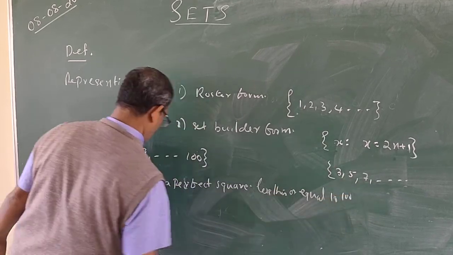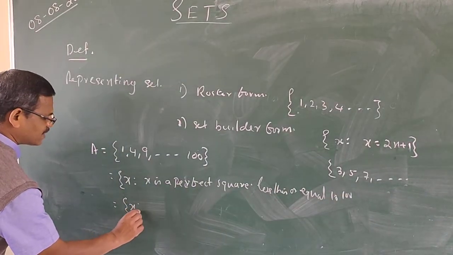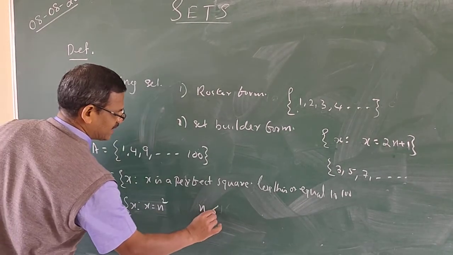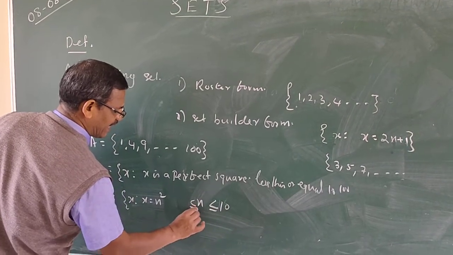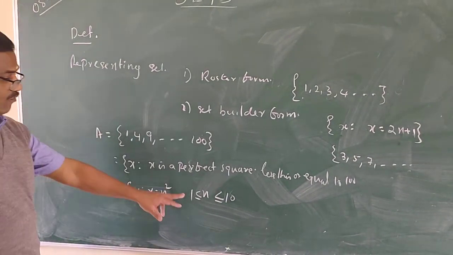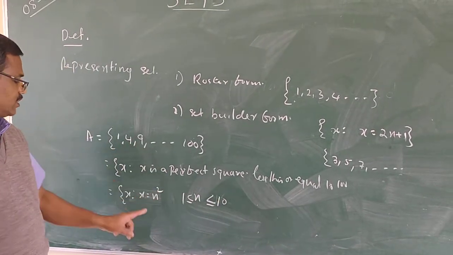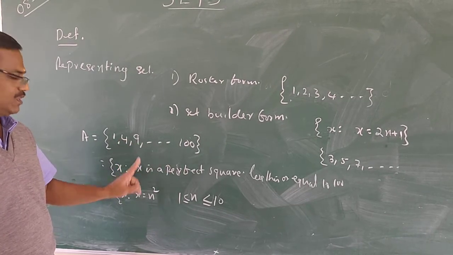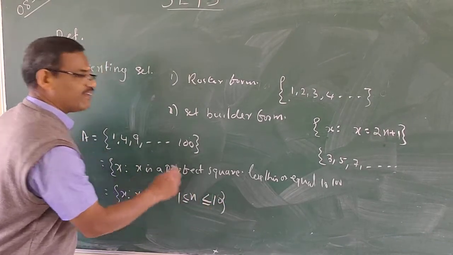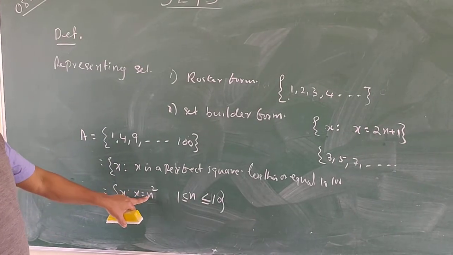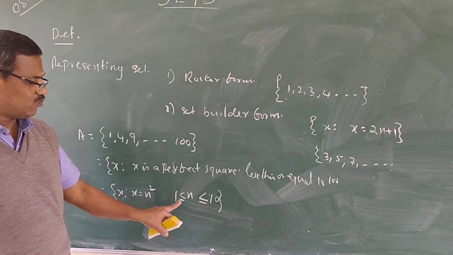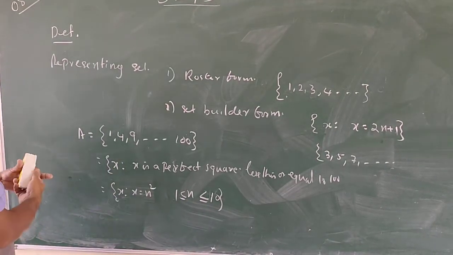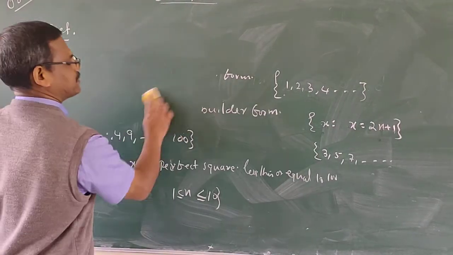Or you can write in another way: set of all x such that x is equal to n square, where n is between 1 and 10. So n is from 1 to 10. When n is equal to 1, you will get this one. N equal to 2, you will get this. So that is the conversion into set builder form as well as roster form. So that is the representation of the set.